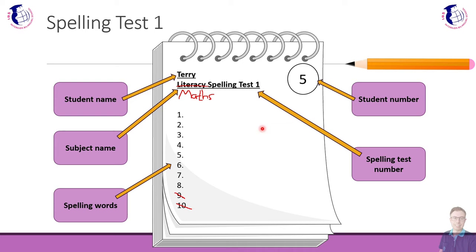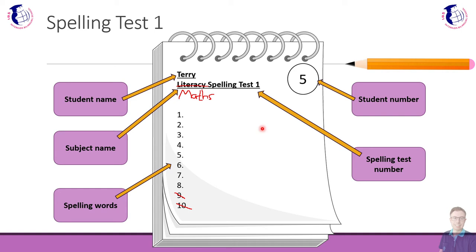Word number 5 is 20. Word number 6 is 30. Word number 7 is 40. And finally, word number 8 is 50.